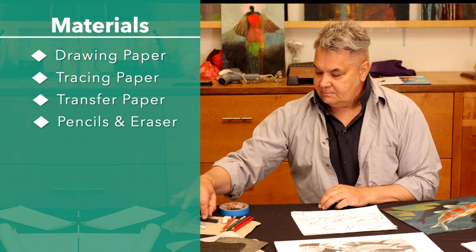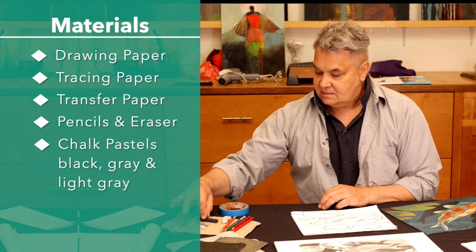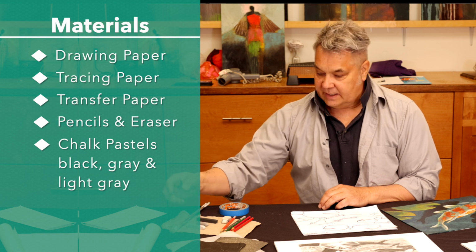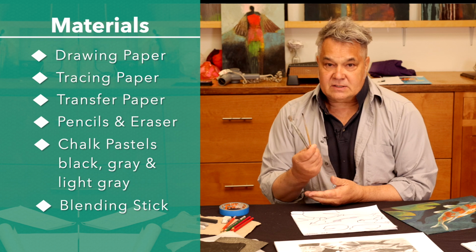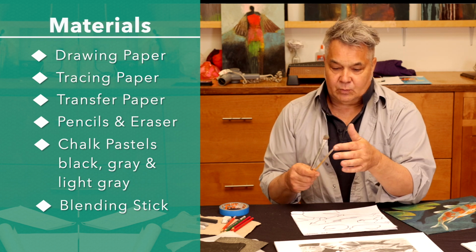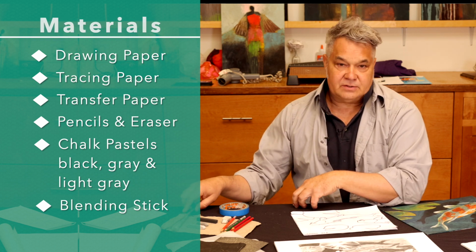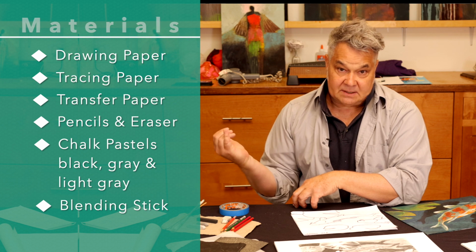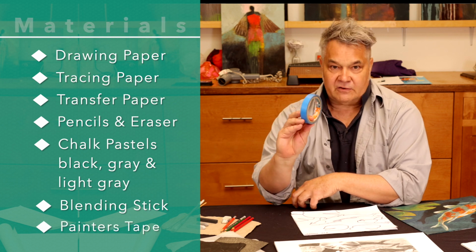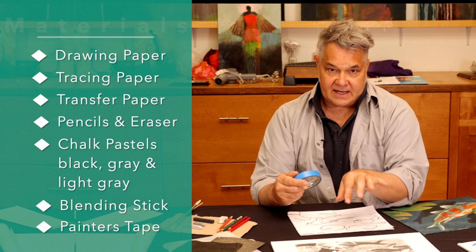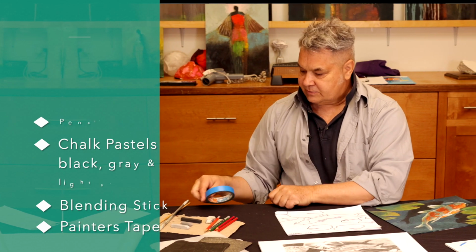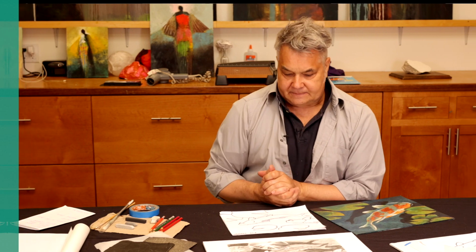And I've got some chalk pastels here, a black, a gray, and a light gray. You're going to want a blending stick. I use old paintbrushes because I like the way they feel, but you can also use a Q-tip, a blending stick, or even sometimes your finger. And then we also have painter's tape. This is very easy to remove. When you stick things down, you can peel it back up. So I like to use painter's tape. So those are your materials.